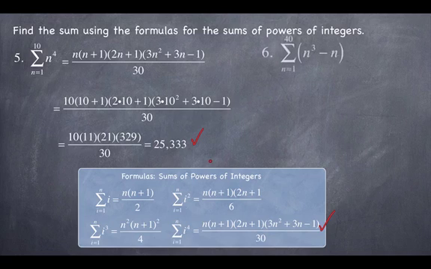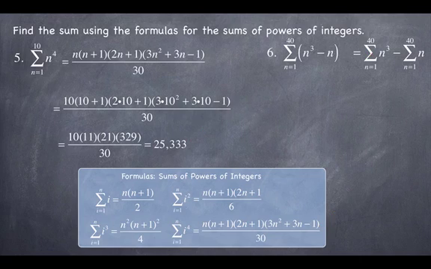The last one is number 6 here. Before I compute this, I'm going to distribute the sigma notation into these expressions here, sort of like the distributive property, and that's how I end up with this. So now, what I'm going to do is the following. Notice that this is the following formula, and this one is the following formula here.